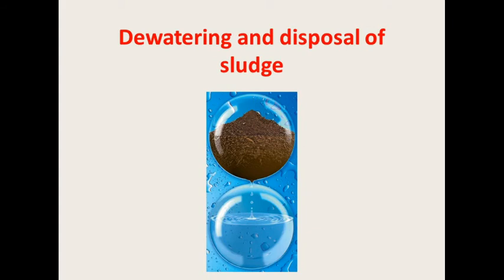The next process is dissolved air flotation thickening. That is again one of the processes used in sludge thickening.